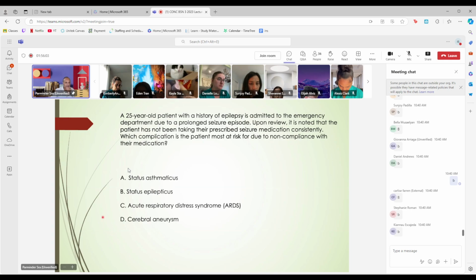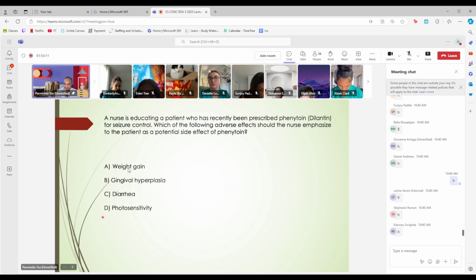Okay, B is the correct choice here. Status epilepticus, when the patient is not compliant with their medication. Okay, next one.